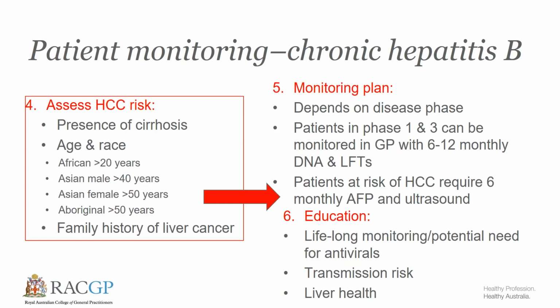And then also generally their liver health, so their weight, their alcohol intake, smoking, etc., to minimise the other strains on their liver. This also includes not taking traditional remedies and botanical extracts, etc., because many of those can have hepatotoxins in them.